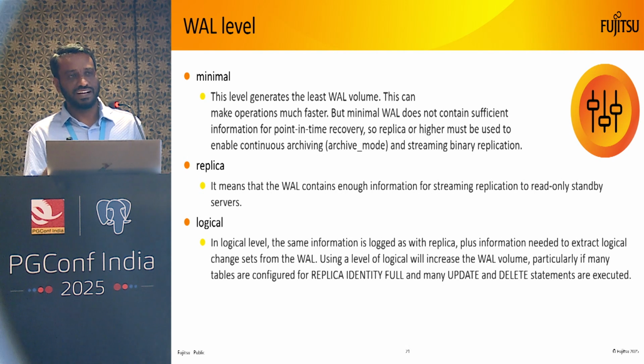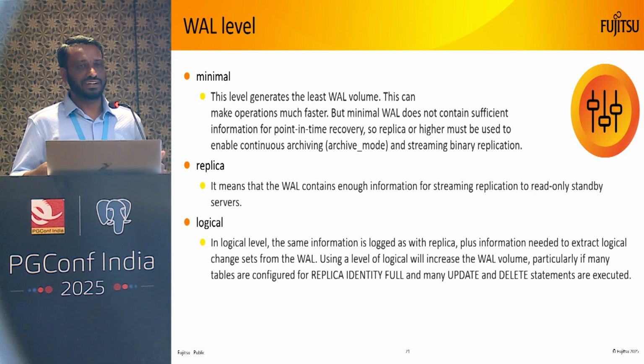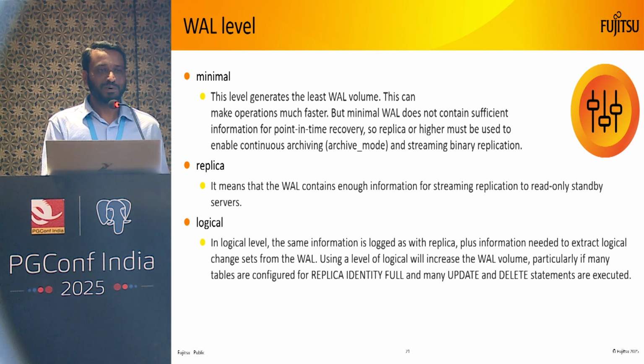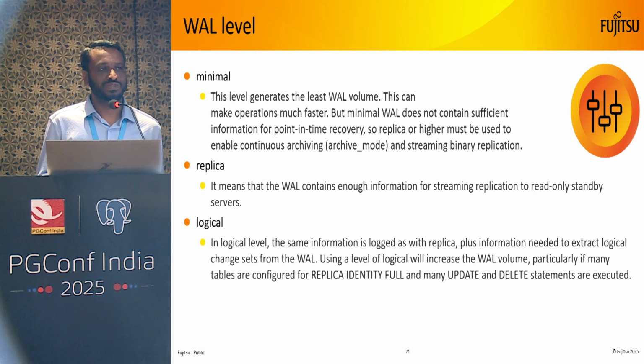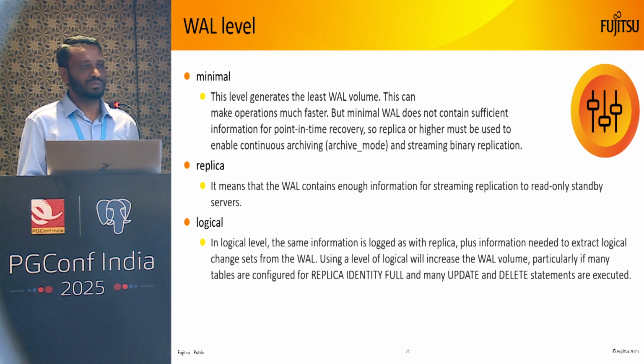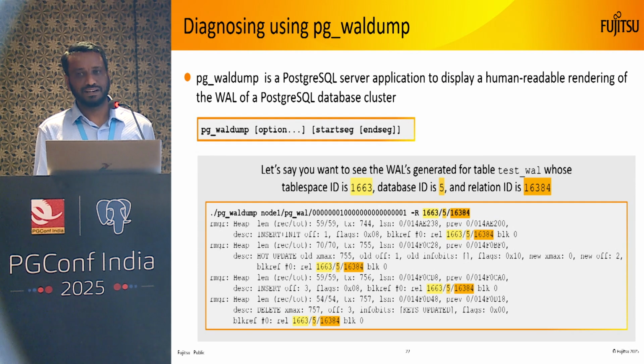If you use wrong settings, the problem is that it will generate more WAL unnecessarily. Your performance also will go down. In case of logical, for update and delete, if we have set replica identity full, we will log the whole record, so more WAL data will be generated. Based on what feature you're using, the corresponding WAL level should be set. The default is replica.